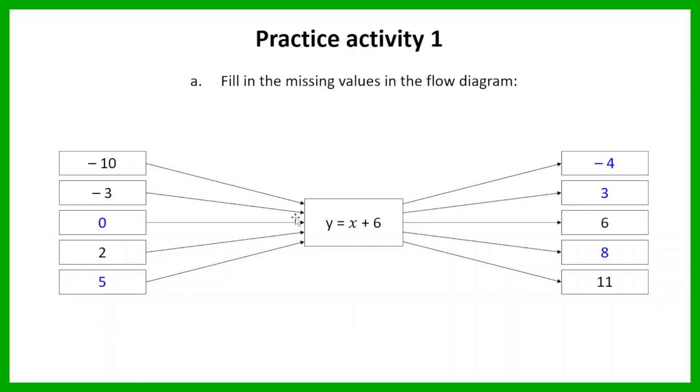So I have negative 10 plus 6 is negative 4. Negative 3 plus 6 is 3. 0 plus 6 is 6. 2 plus 6 is 8. And 5 plus 6 is 11.